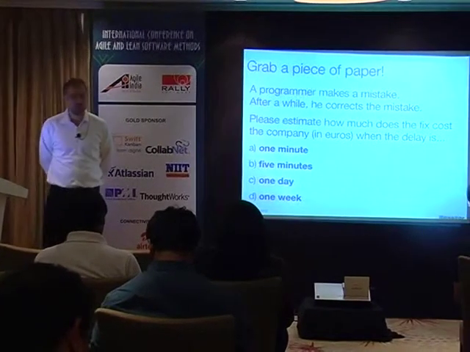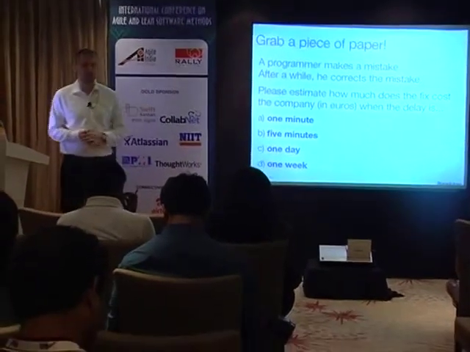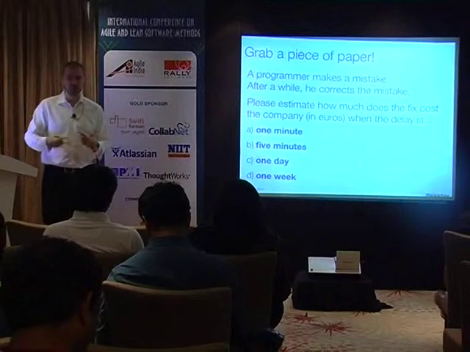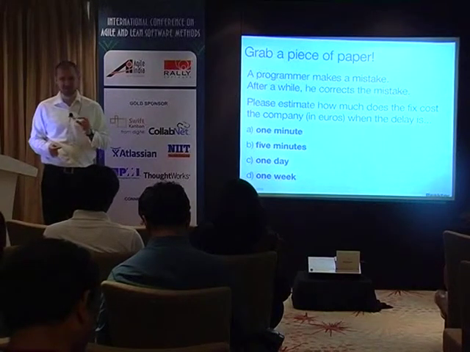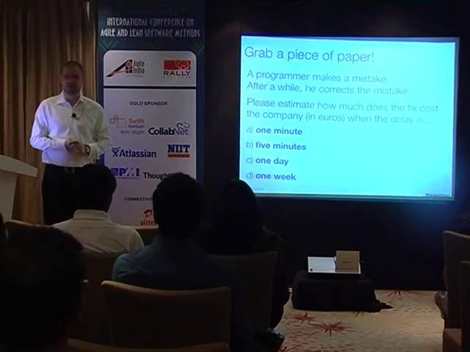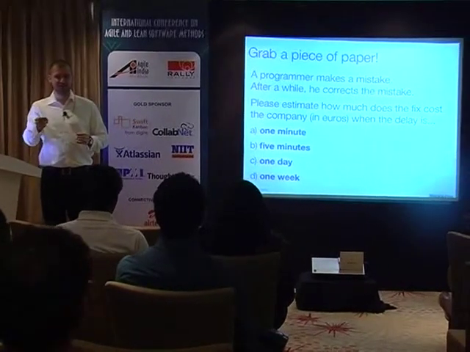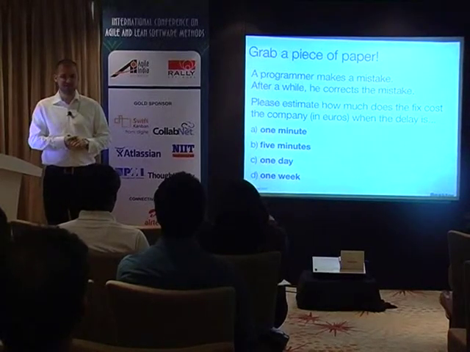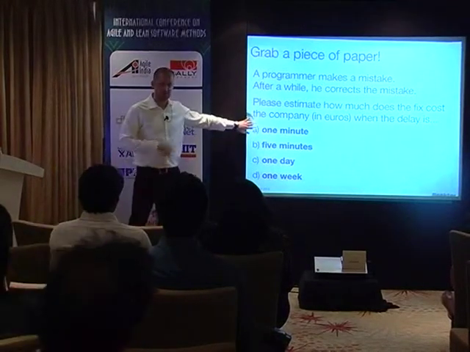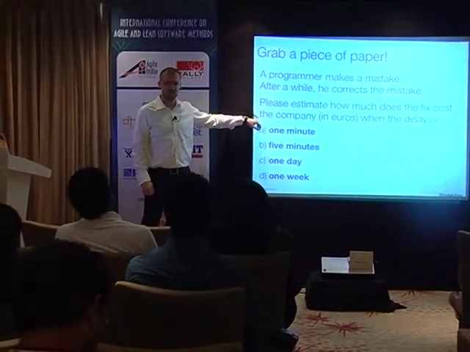So I'm curious, what kind of numbers did you get for the first situation? It cannot be zero. You made a mistake and you had to do rework, so it cannot be zero. It can be 0 point something, but it cannot be zero. Near zero, yeah. What's the highest cost that you estimated? If you fix it within 1 minute. Oh, okay. So what's the highest estimate for the 1 minute scenario?